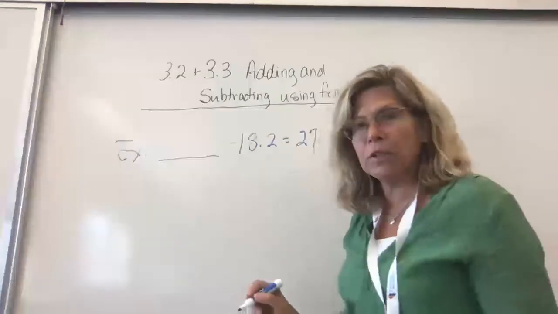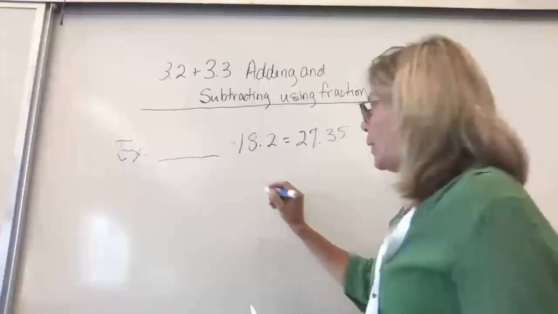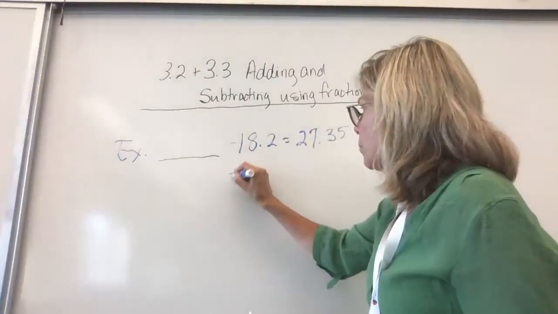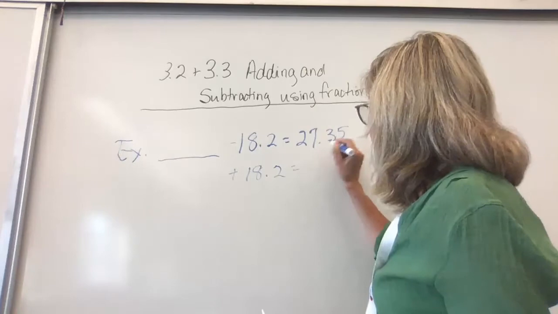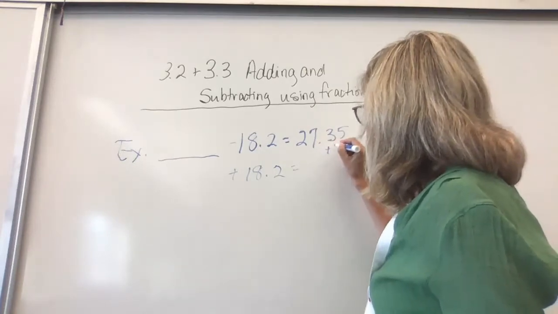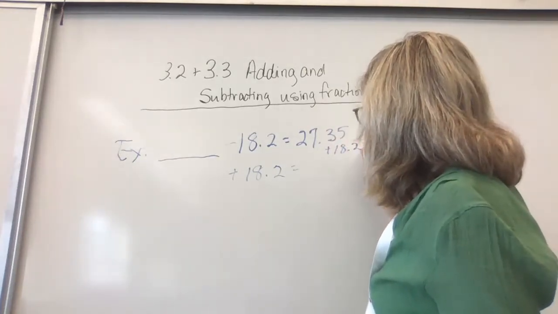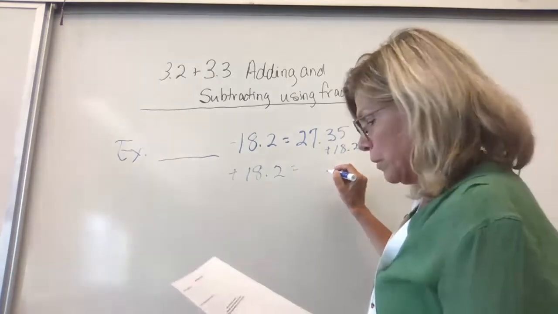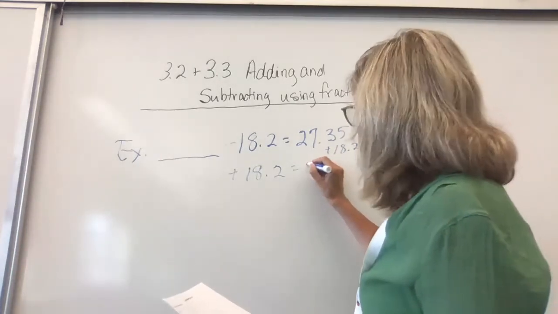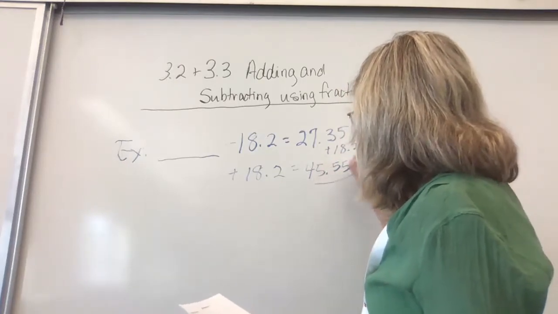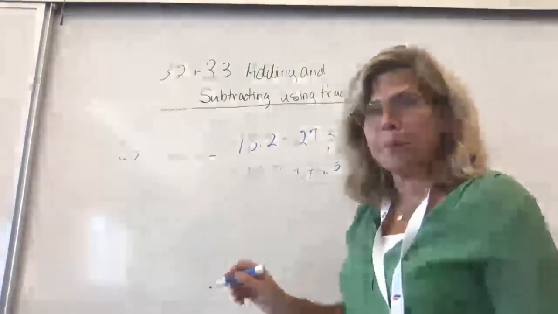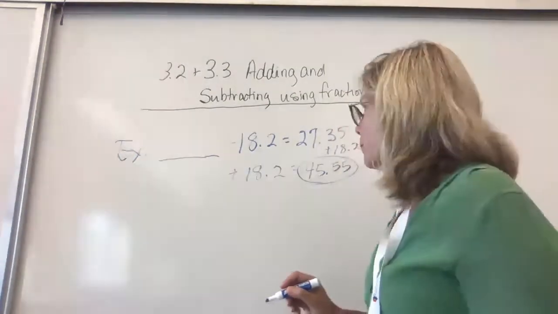So what do we have to do to solve this? What we have to do is add 18.2 to both sides, right? 27.35 plus 18.2. And so that equals, I know the answer, 45.55. Okay, so that's just simple math.